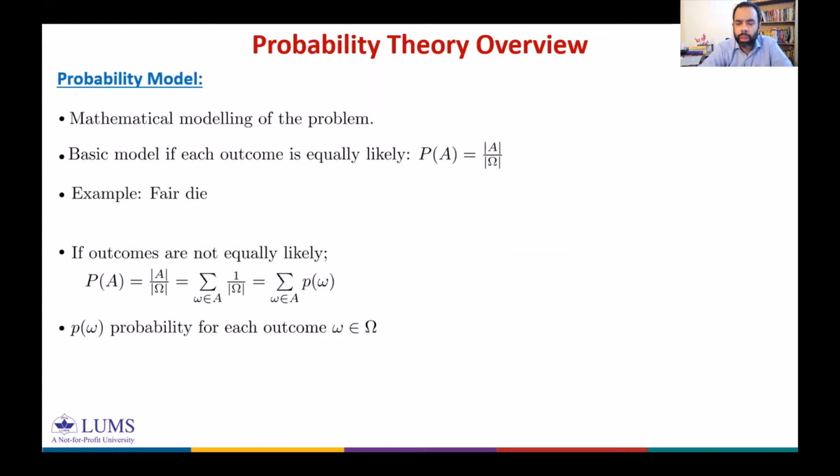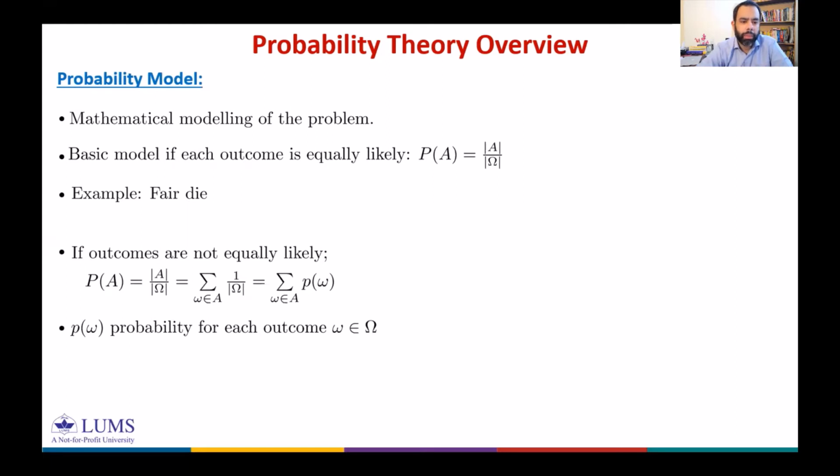Okay, moving towards the concept of probability model. We use a probability model for mathematical modeling of the problem. A very simple model could be that you count the number of occurrences of an event and you divide by the cardinality of the sample space. So if each outcome is equally likely, we assign probability to the event A as the cardinality of event A divided by the cardinality of the sample space.